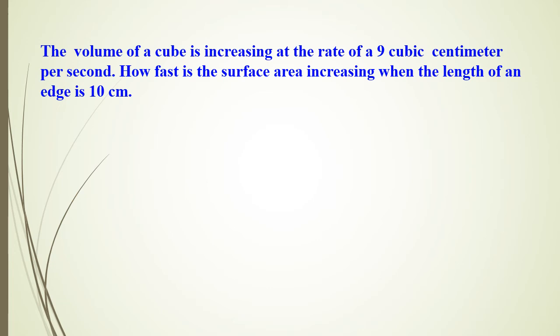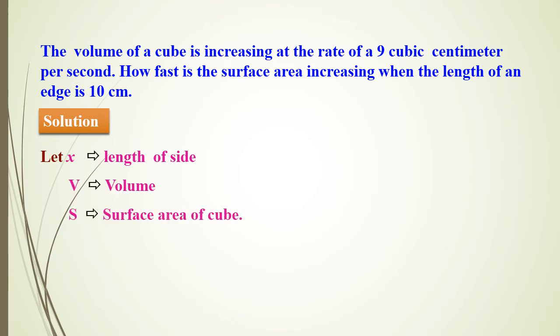So if S is the surface area of the cube, then the surface area increasing with respect to time can be written as dS/dt, which is equal to question mark. And if x is an edge of the cube, then x equals 10 centimeter. It is also clearly given in the question. So let x be the length of a side of the cube, V the volume, S the surface area. Then V = x³ is the volume of the cube, and S = 6x² is the surface area of the cube. You are supposed to consider these two formulas.